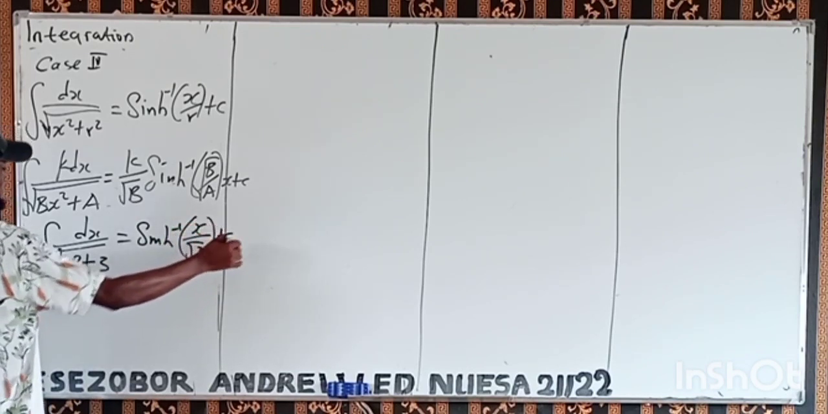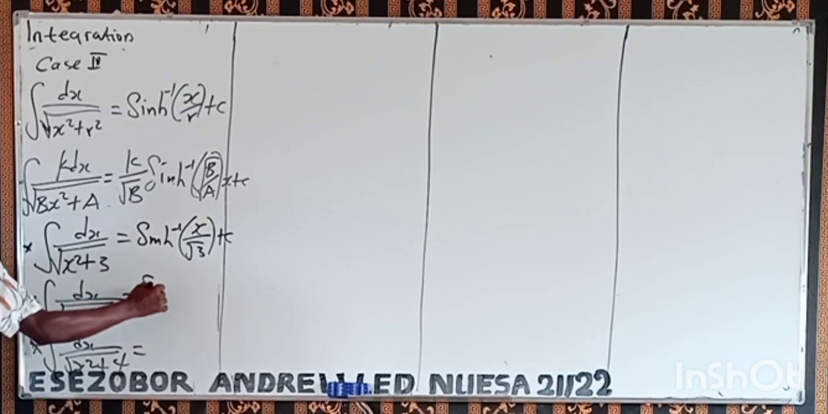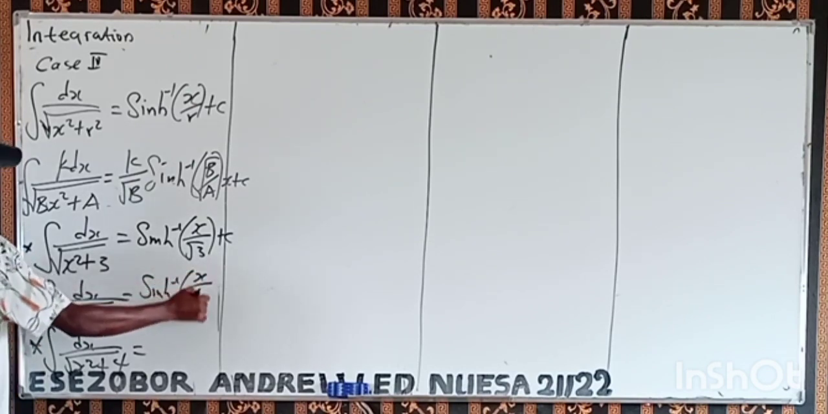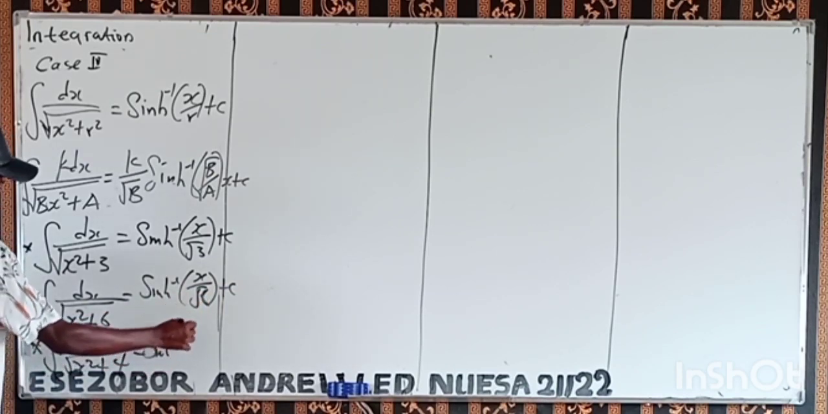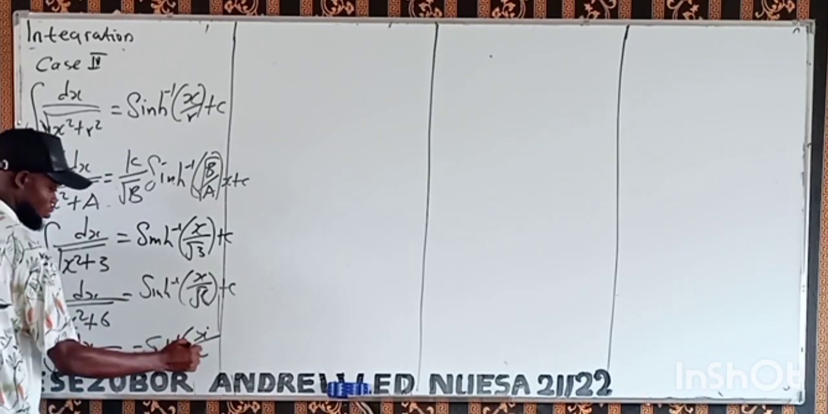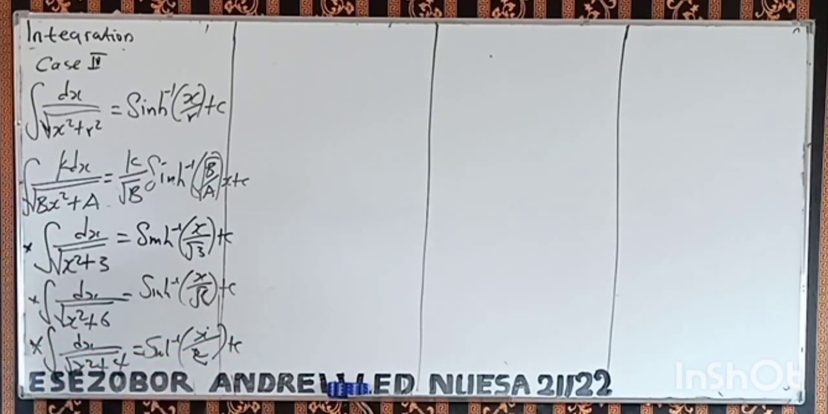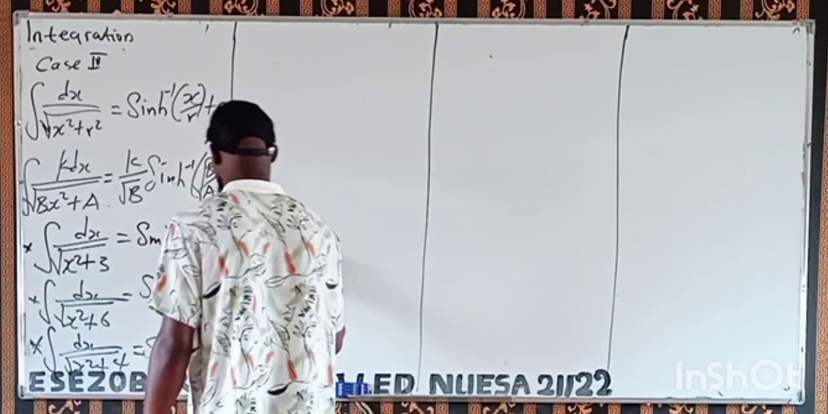Let's say we have the integral of dx over the square root of s squared plus 6, or the integral of ds all over the square root of s squared plus 4. What do we have to come down to? Sine inverse of s over root 6, plus c. And for the second, sine inverse of s over what? Take the square root of this one, which is 2. It's very simple now. It's very simple.